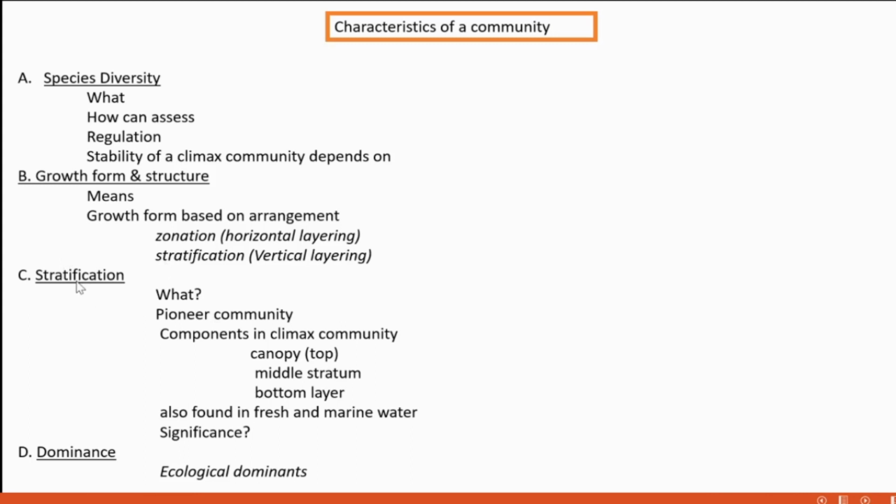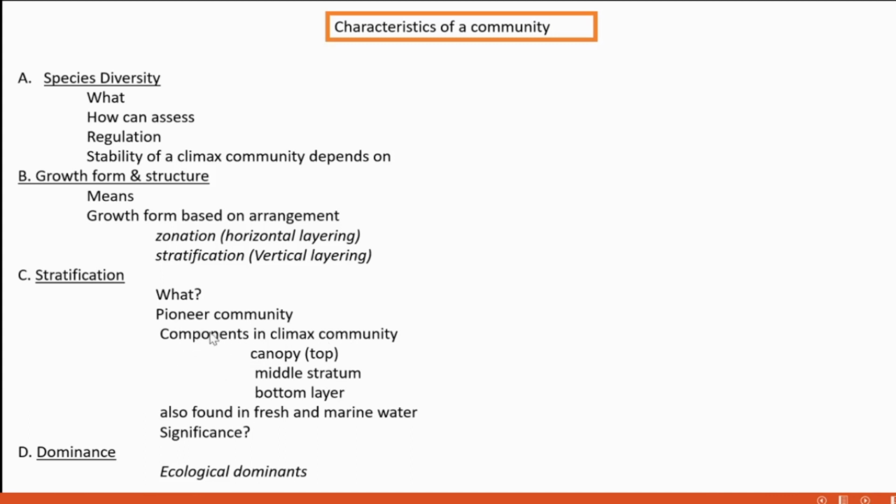Stratification is a vertical arrangement of a living community. Then pioneer community. What is the meaning of the word pioneer? Pioneer means the first one. Which organism, which group, is the first to occupy the area? That is the pioneer community.